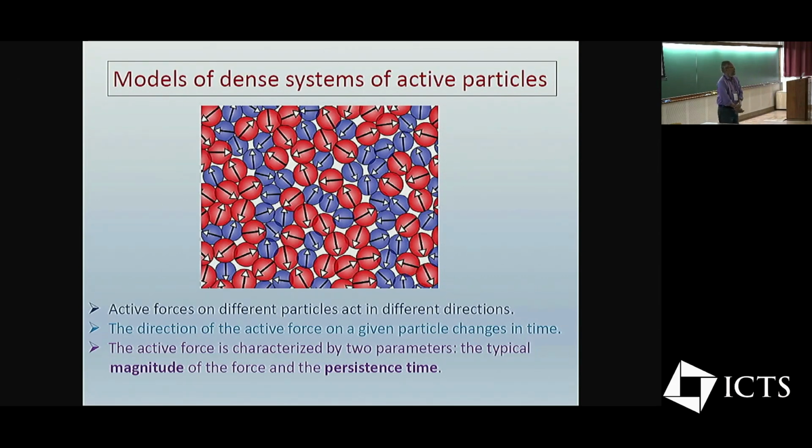So typically in models of active matter, these self-propelling forces are not always in the same direction. They have their own dynamics. There is a time scale associated with how quickly the direction of the self-propulsion force changes, and that time scale is called persistence time. So basically, we'll be looking at activity characterized by these two parameters. And of course, there are other parameters like density, concentration, etc., which will characterize the original two-component particle system that we are looking at.